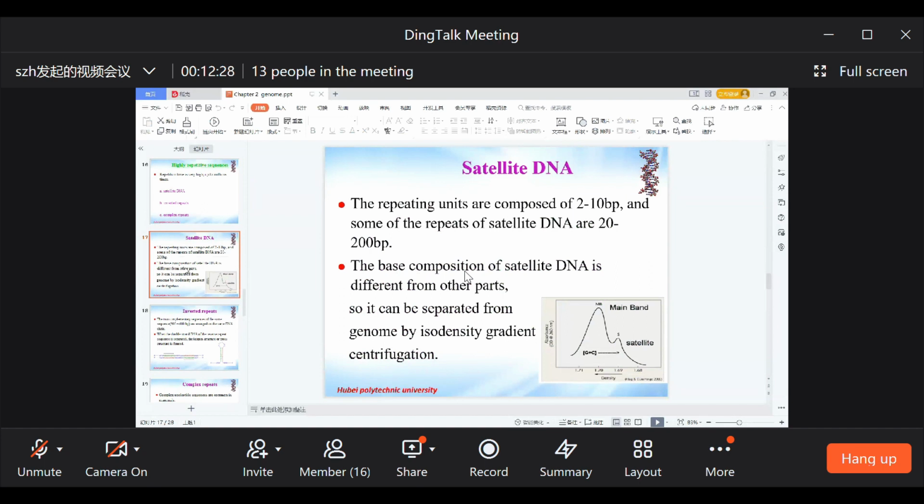The repeated units are composed of 2 to 10 base pairs. And some of the repetitive satellite DNA are 20 to 200 base pairs.